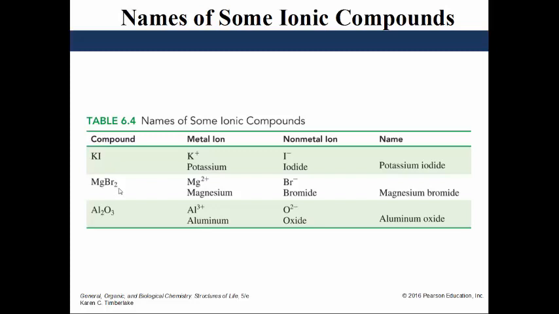Magnesium and bromine together. When you are saying their name as a compound, magnesium, that's the metal, comes first, and then bromide. Next, Al2O3. The metal part would be aluminum. The nonmetal would be oxygen, but you're dropping the ending of the word oxygen and adding the ending "ide." This is the same process for all ionic compounds. Metal first, nonmetal second, and the ending will always be "ide," I-D-E.